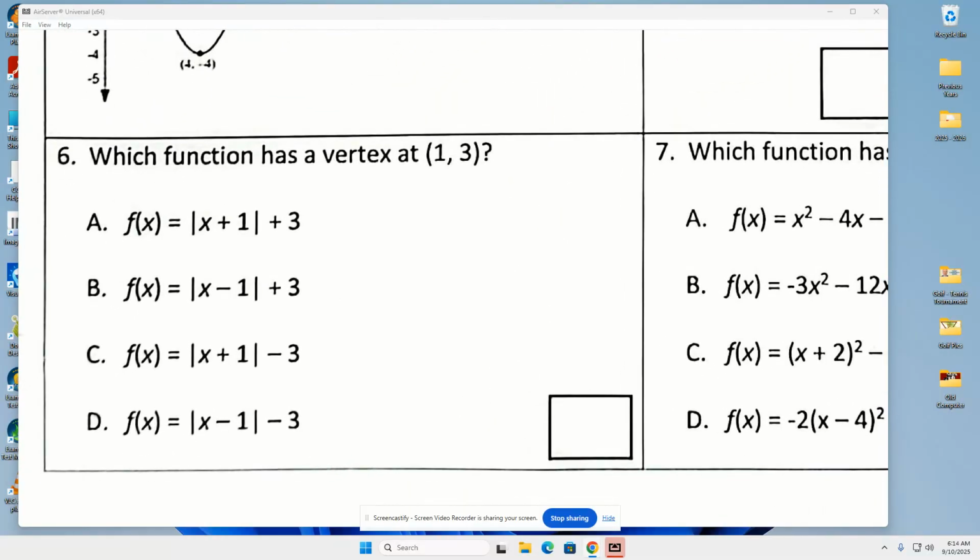6 and 7, you could do these with your brain. You could also, just full disclosure here, use your calculator. You could go to Desmos, and you could graph every one of these if you want and see which one has a vertex at +1, +3. I'm not going to do that. I could. I do want to show you guys the math way, or remind you of the math way. But you could graph every one of these to see which one gives you a vertex at 1, 3.